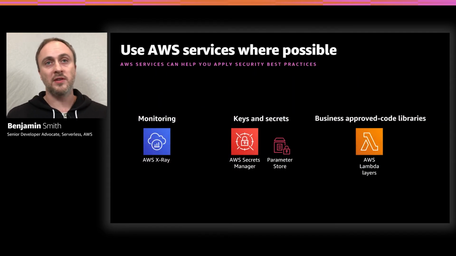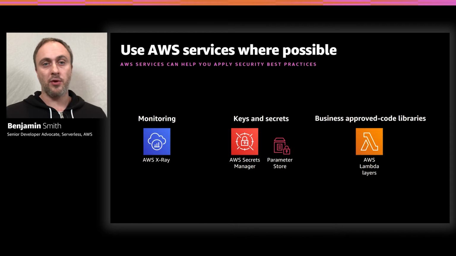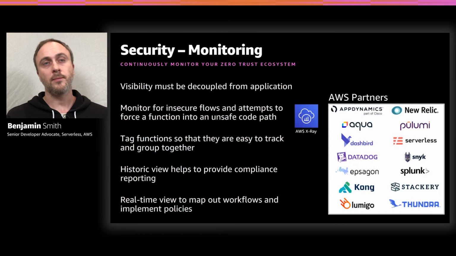And there's a number of other services that you can use to help implement security best practices. You can use AWS X-Ray for monitoring and tracing. You can use AWS Secrets Manager and Parameter Store to hold sensitive application data. And you can use Lambda layers to share pre-approved code libraries. As serverless adoption grows, it's becoming more and more important to monitor for insecure flows and attempts to force functions into some form of unsafe code path.